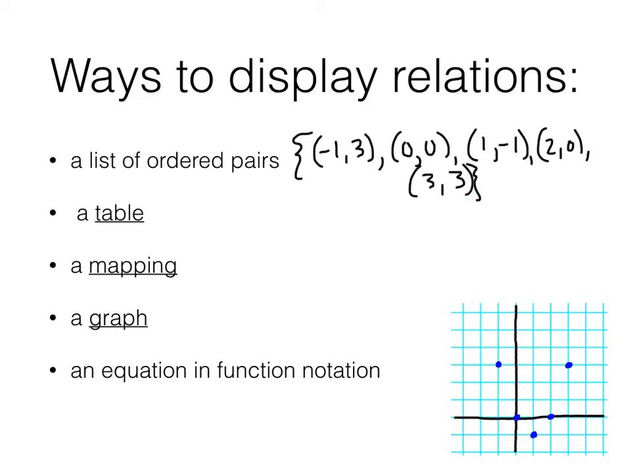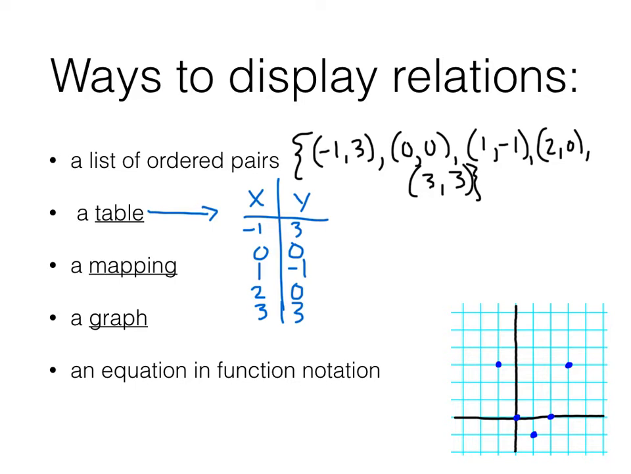You can also display that as a table. In a table, you would have the x's and the y's. You'd list the x's down, -1, 0, 1, 2, 3, and then the corresponding y values next to them. 3, 0, -1, 0, and 3. So that would be your table.